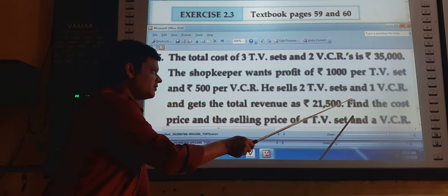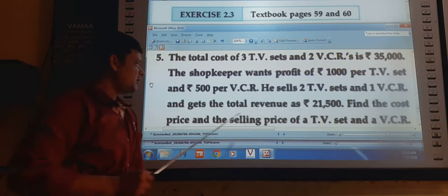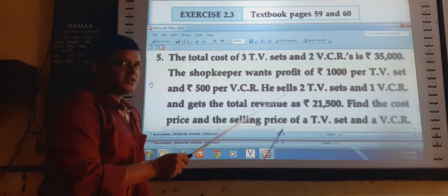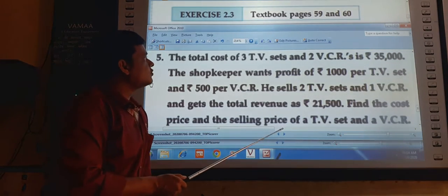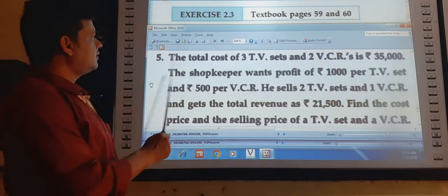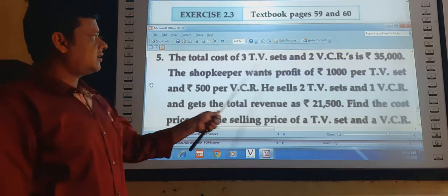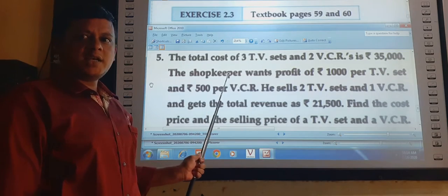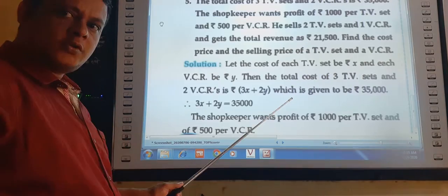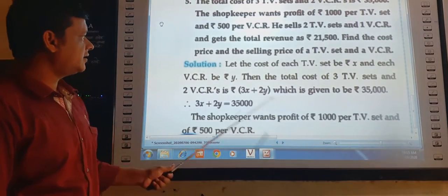Find the cost price, that is the purchasing price. Selling price is the cost plus its profit. So we write the linear equations for this given problem first. We have to find here the cost price.